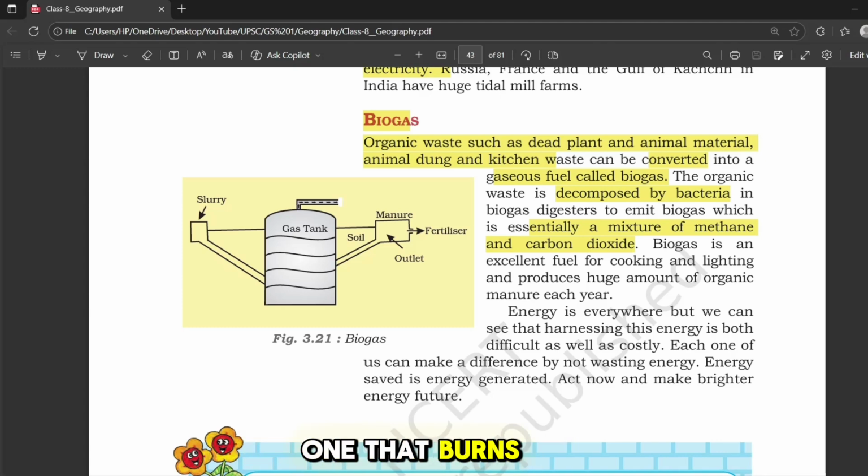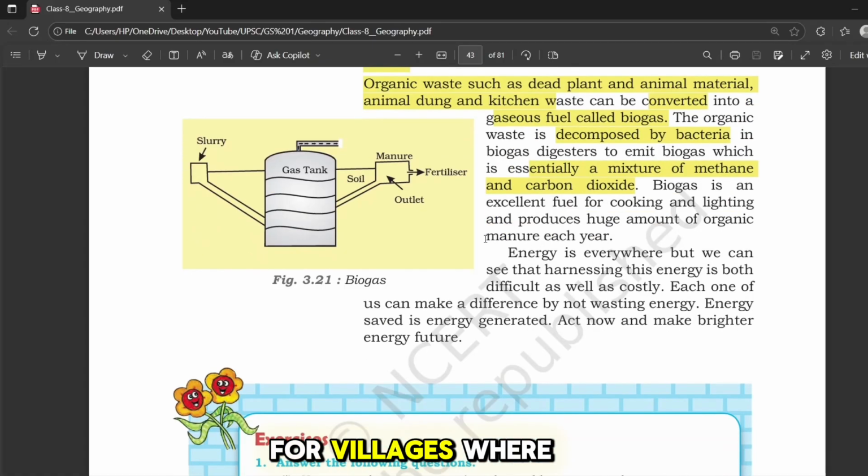Methane is the one that burns. That's why it's used as a fuel for cooking and lighting. It's eco-friendly, cheap, and perfect for villages where animal waste is easily available. So it's a small idea but a big solution, that is clean energy from waste.